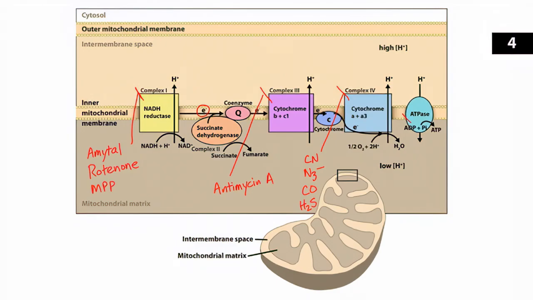And then finally, the ATPase enzyme can be inhibited by the macrolide antibiotic called oligomycin A. It's not an antibiotic we use clinically, but it's still a macrolide.